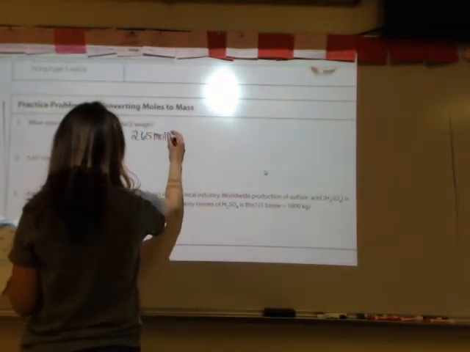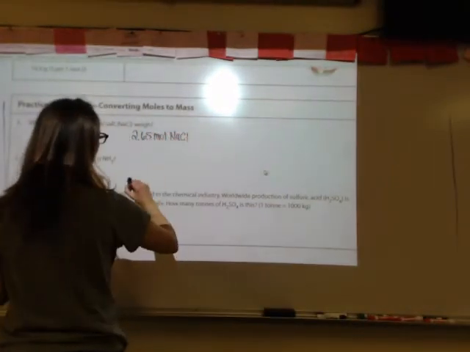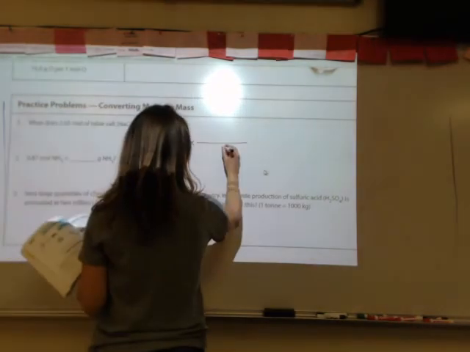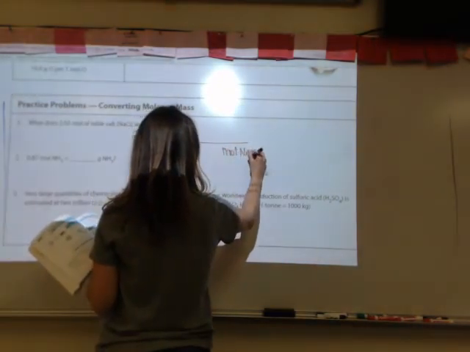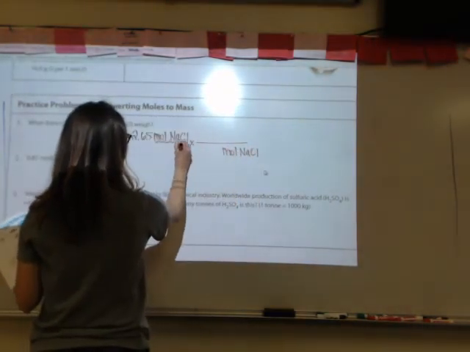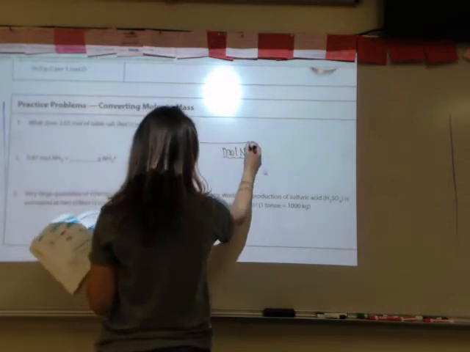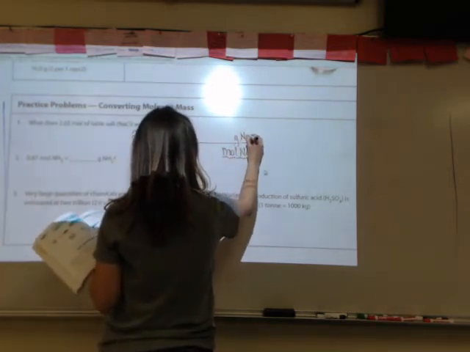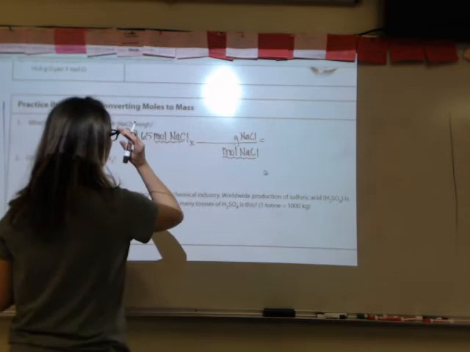What does 2.65 moles of table salt, which is NaCl, weigh? So that means they're asking me to convert to grams. So moles of sodium chloride is on the diagonal, so we can cancel it. Grams of sodium chloride was on top.